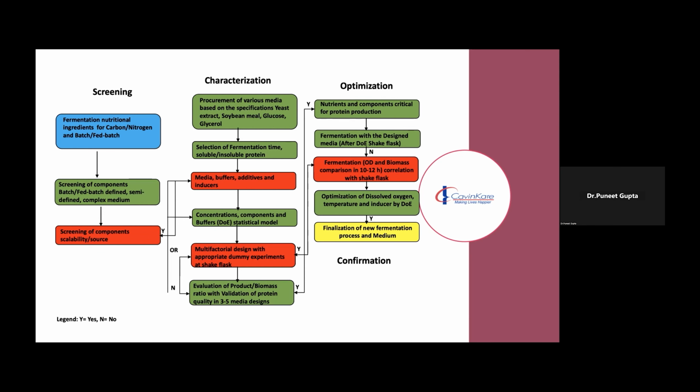If the optimization is complete, then you go for 2-3 batches, and you can take it up in a shake flask, and then the final optimization is done by proper inducer concentration using DOE processes in the fermentation process.